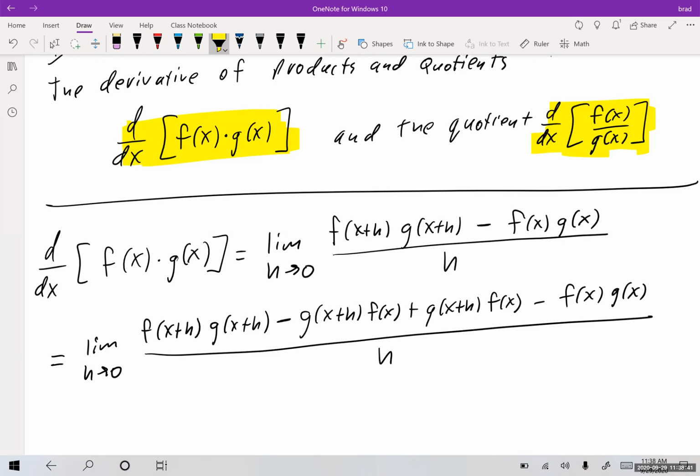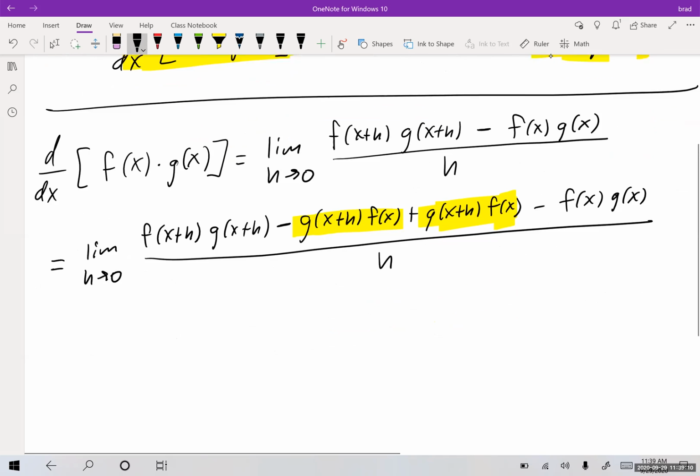Now I want you to notice that this g of x plus h f of x and this g of x plus h f of x, they're identical. I subtracted one and added one. So if we add these two up, we get 0. So I basically added 0 to the problem. The reason this is important is whenever you add or subtract 0 to something, it should not change its value. So we have not changed the value of the problem, but we've rewritten it. And the purpose of this is grouping. We want to regroup things now.